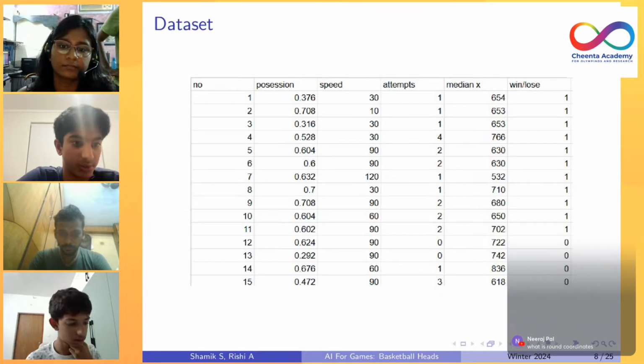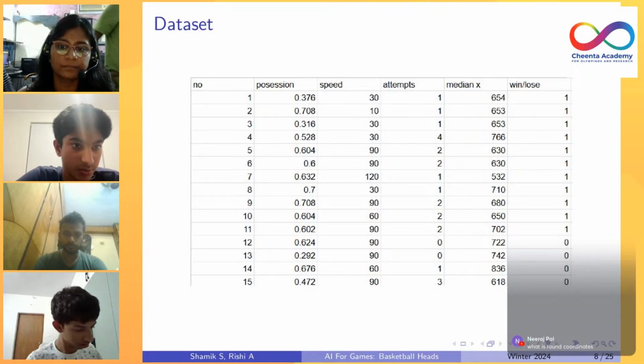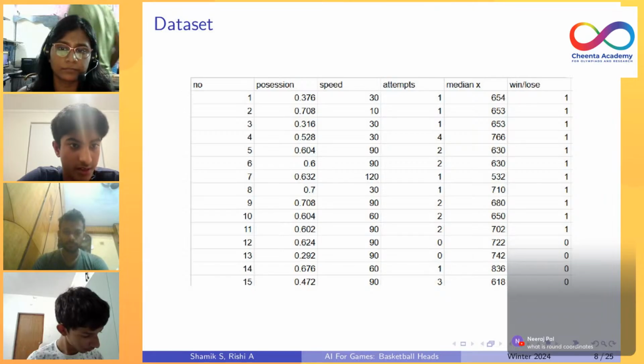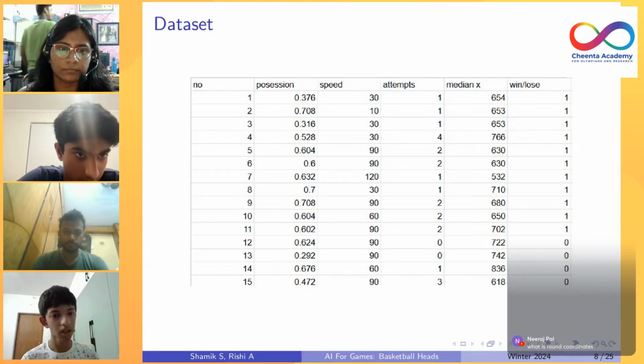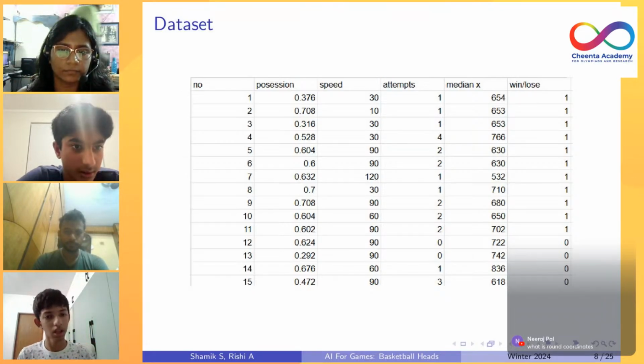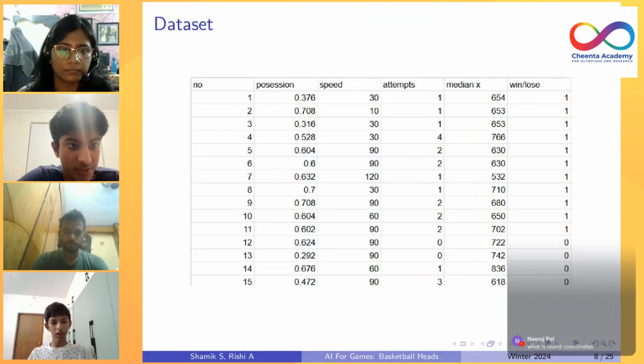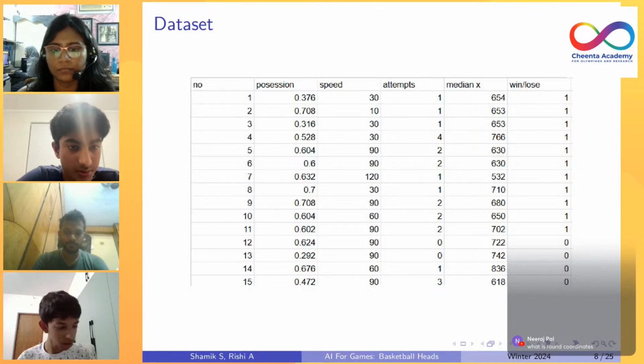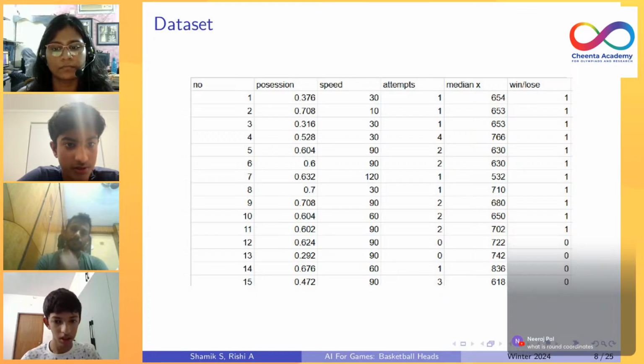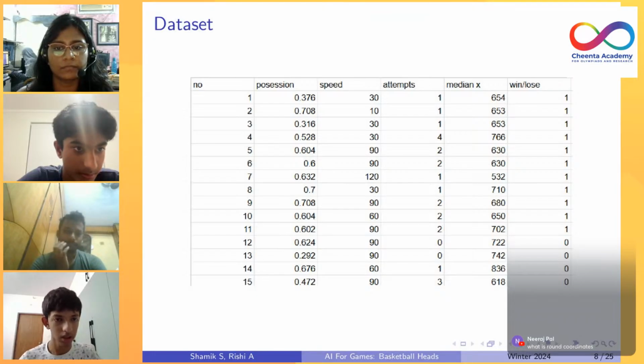This is an example of our data set. It shows the round number played, the amount of time in possession, the speed, the attempts, median X, and whether the player won or lost the game.